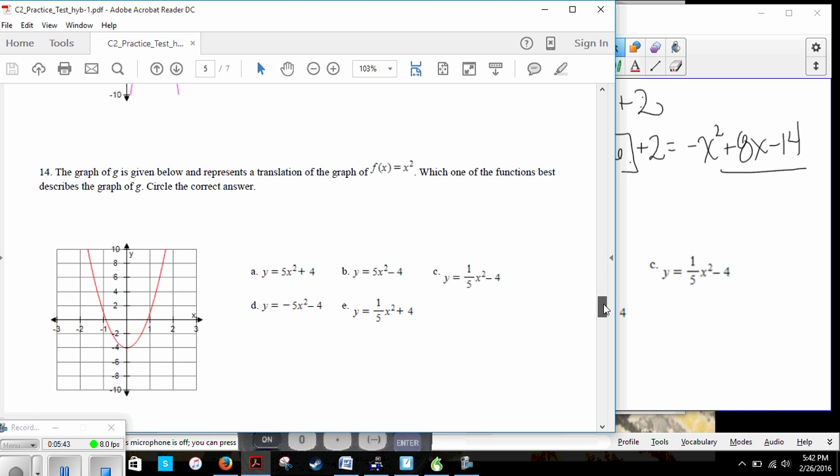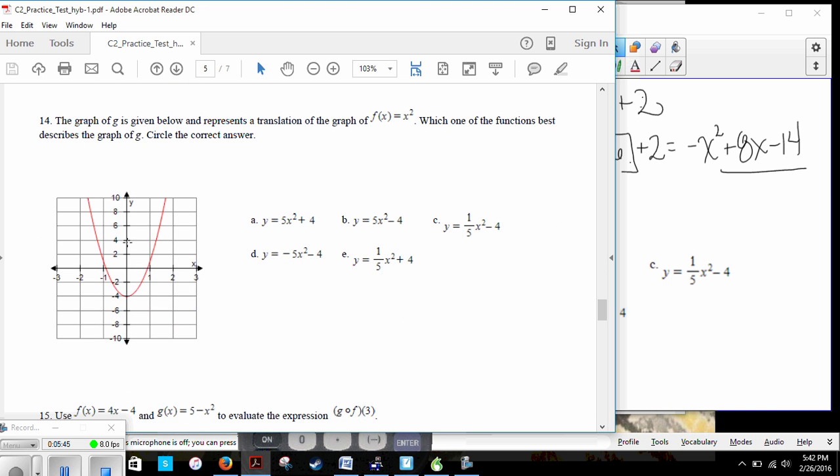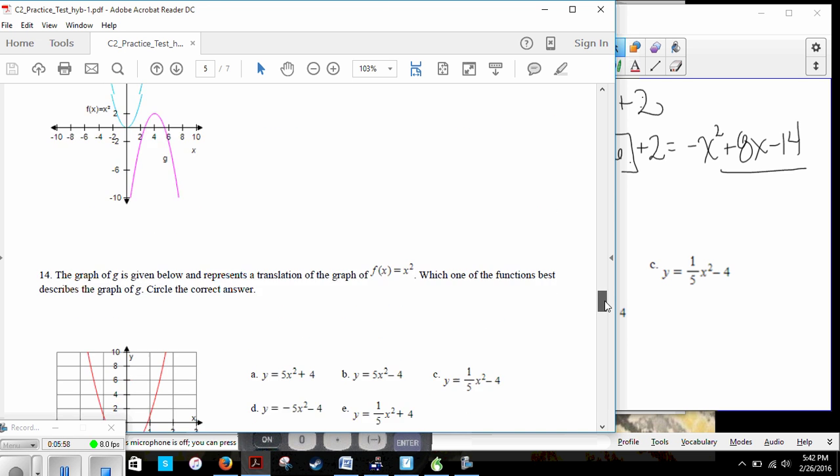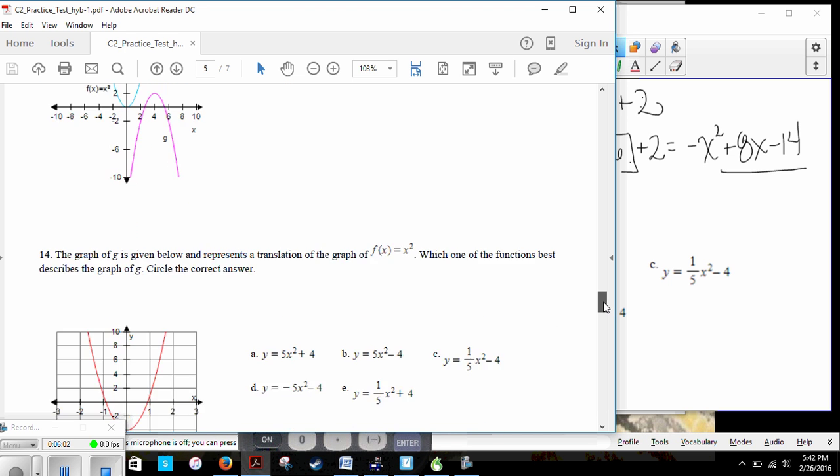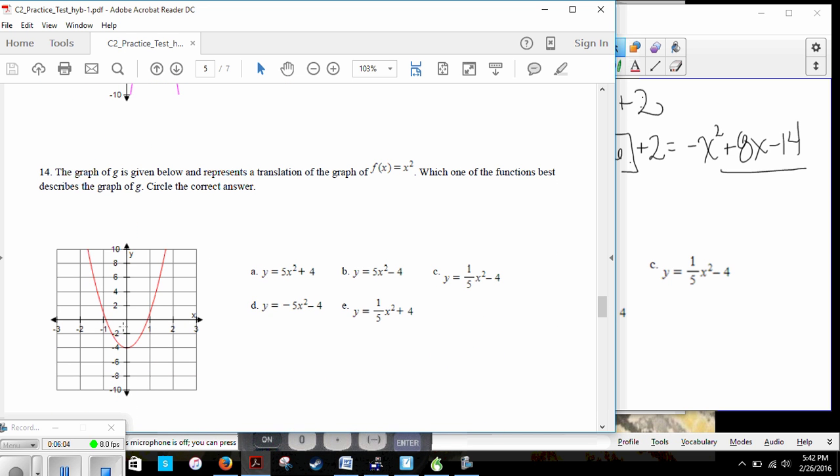I have x squared again, and then I do something to it, and I get this. What did you do to the x squared graph to get this red graph? Well, we know that x squared looks like this one right above it, the blue one. I'm going through the origin, opening up. I'm still opening up, but I'm not going through the origin anymore. Now my turning point is down 4 units.